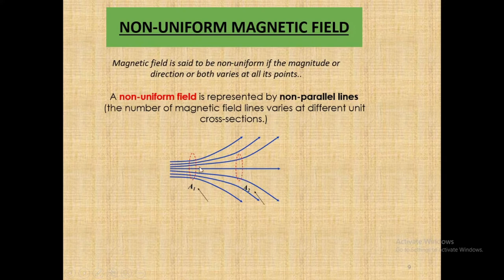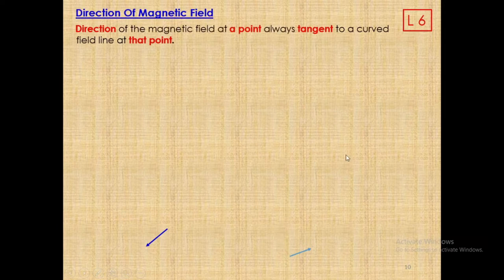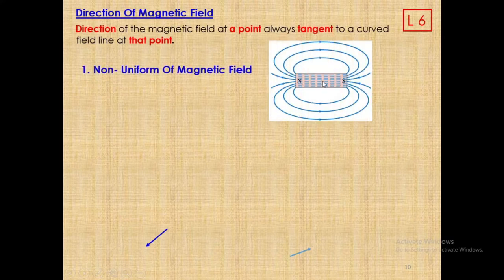So, not the same. So, when the field lines for these two areas are different, it will be denoted as non-uniform magnetic field. The example is the magnetic field of a bar magnet. The direction of magnetic field at a point is always tangent to the curved field line at that point. So, this is for the non-uniform magnetic field.